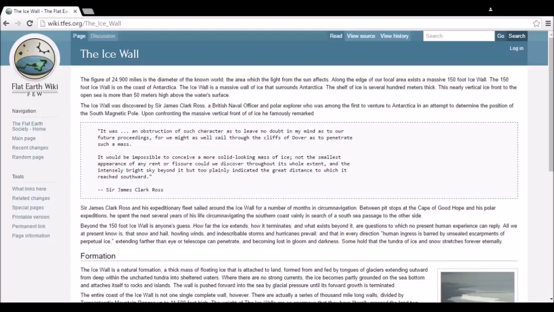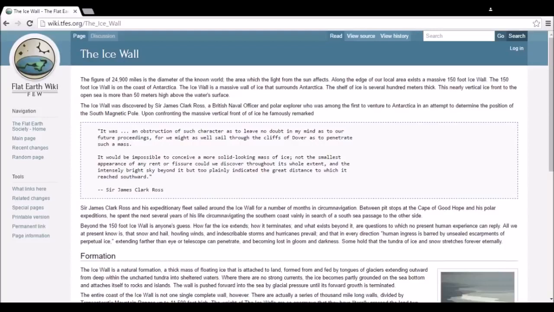So this is on the ice wall. It's on the Flat Earth Wiki. So I wanted to bring this to you because this is the only one that actually looks like it was actually presented well. Now they're going to claim that the ice wall was discovered. It was not discovered. It has been around since the formation of what we know as the planet.